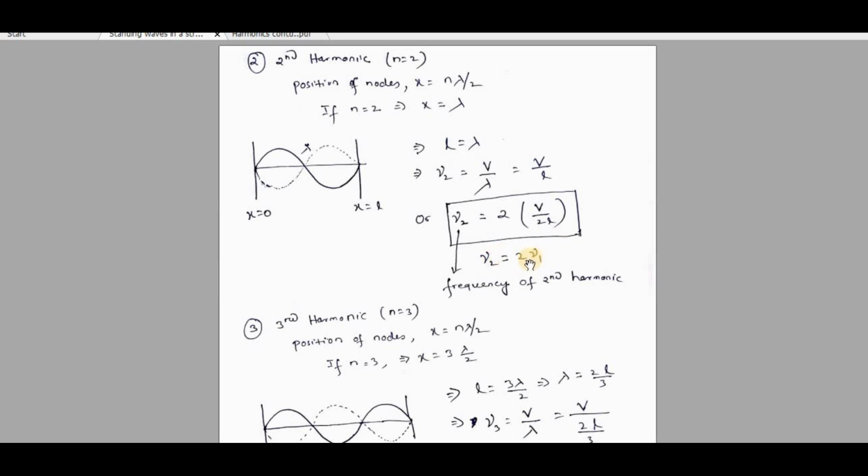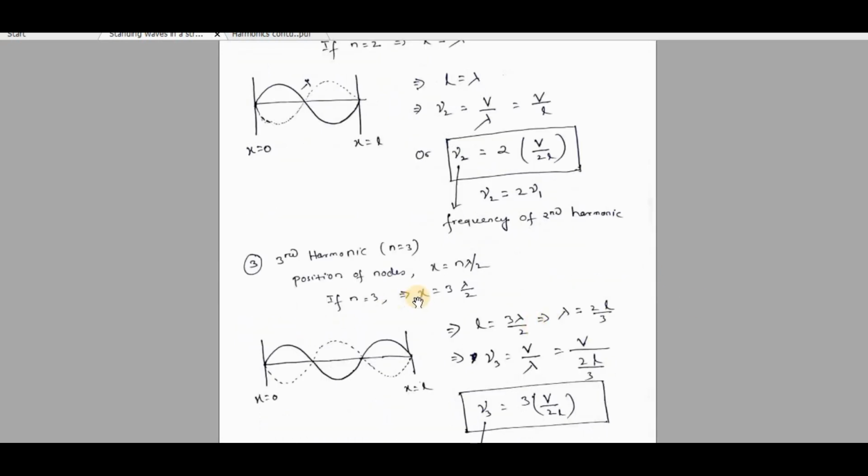So mu 2 is equal to 2 times mu 1. This is the frequency of the second harmonic. Similarly, we can get the frequency of the third harmonic when n is equal to 3. Putting n equal to 3, we get x equal to 3 lambda by 2. This is the structure of the standing wave for the third harmonic.